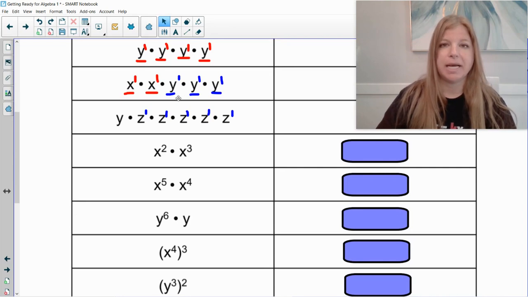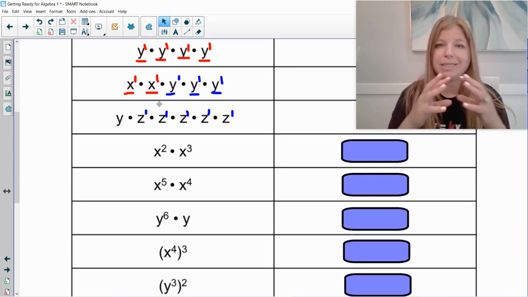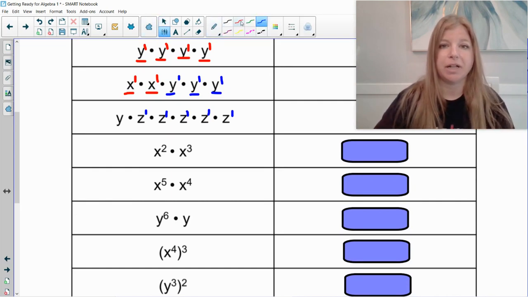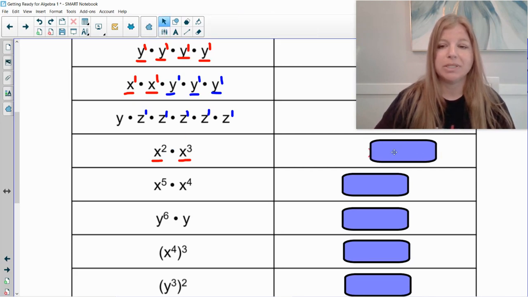Sometimes they're not expanded out. So these first few problems were all in expanded form, and now I don't have them in expanded form. Now it's just simply following the rules. X to the second times x to the third. We add the exponents of like bases. 2 plus 3 is 5. So my answer is x to the fifth.